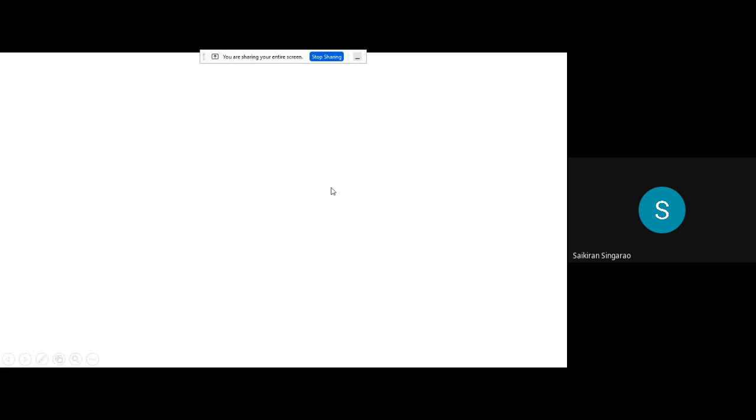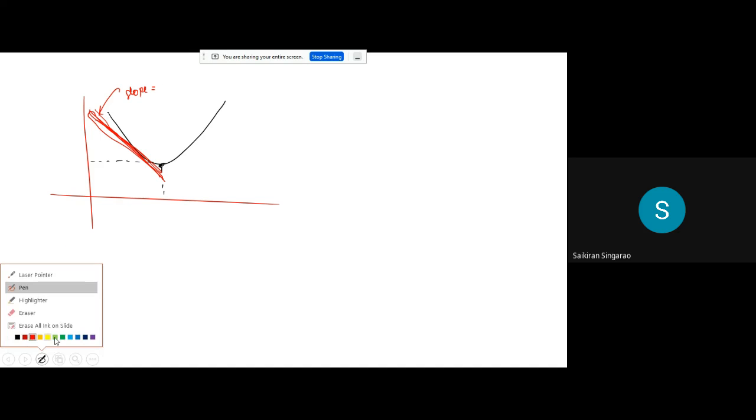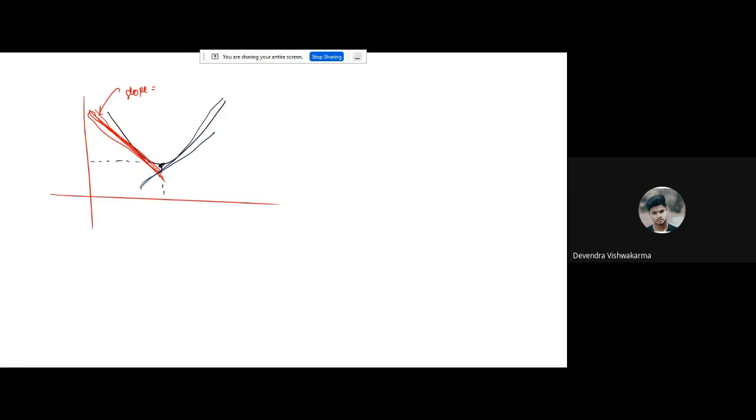Right? Similarly, say you have a curve like this. Just imagine you have a curve like this. What will be the slope of the line here? What will be the slope of this line? Negative. The blue color slope is positive, the red color slope is negative, right?